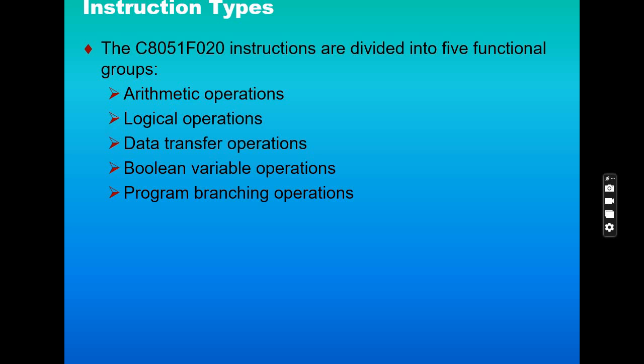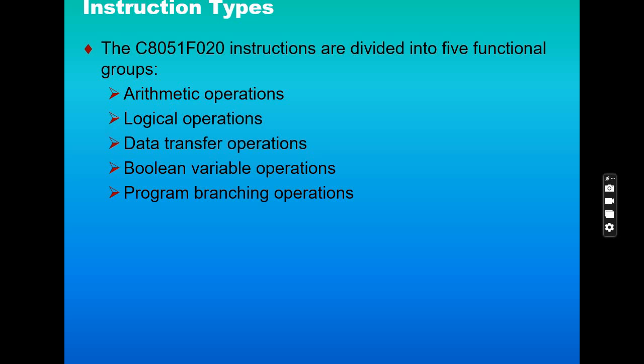8051 instructions are broadly classified into five functional groups: arithmetic group of instructions, logical group of instructions, data transfer operations, Boolean variable operations, and program branching operations. Let us see one by one in detail.